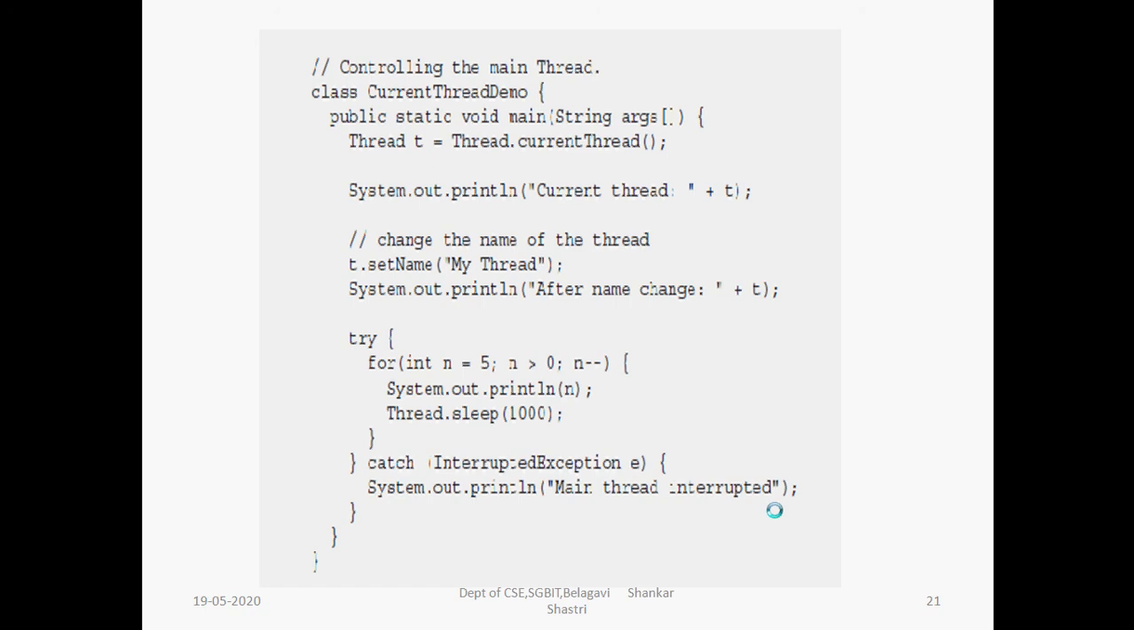Simply we are again using the try-catch block. We are printing the numbers 5, 4, 3, 2, 1 in reverse order, but at the time of printing we are giving some interval. So Thread.sleep(1000) means it waits 1000 milliseconds before printing the next number. It first prints 5, sleeps for 1000 milliseconds, then prints 4, sleeps for another 1000 milliseconds, then 3, 2, and then 1, like that.